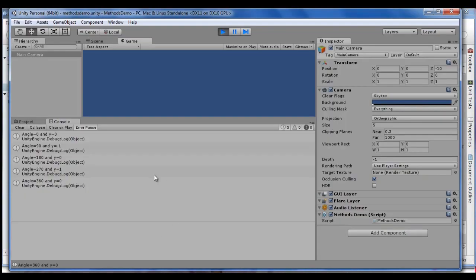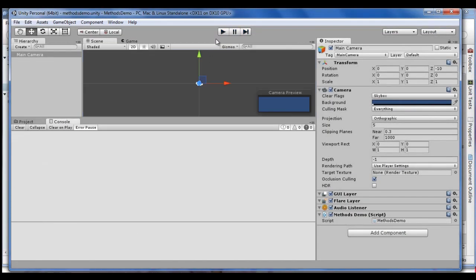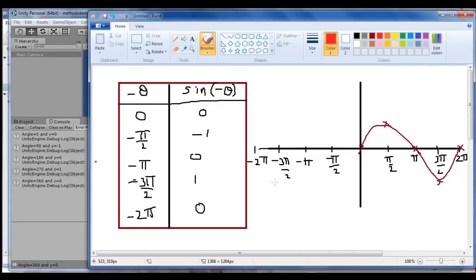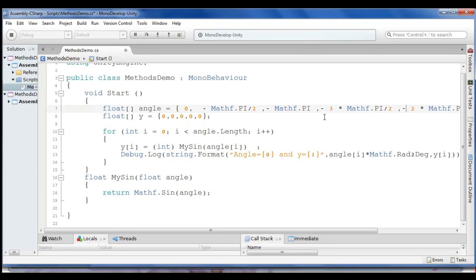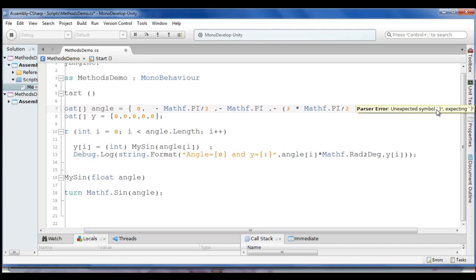Let me save this one and come back, clear this and run the code. So we are going to get here -1 on minus, but I should display minus 90 here, right? It's showing wrong. Let's come back and change the angles to minus here, and this one will be minus, and this one will be minus, and this is going to be 3π/2, and this one will be -2π.